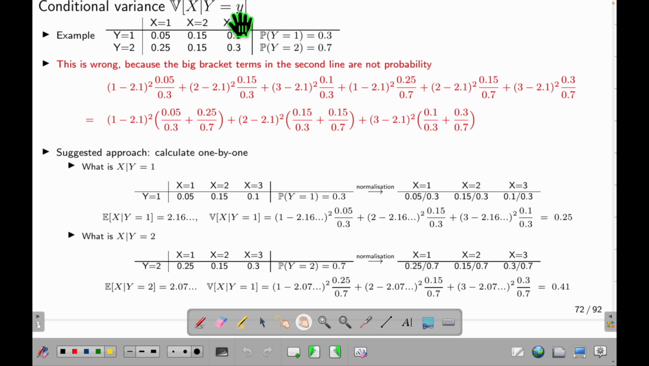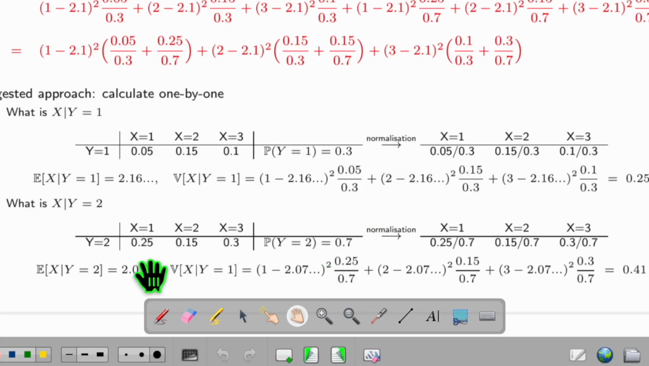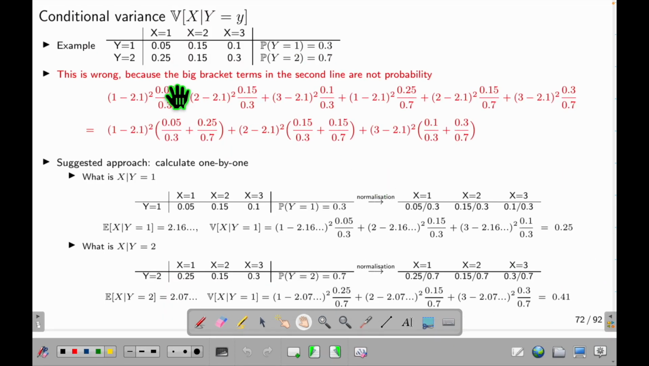Now, for the case y equal to 2, that means we want the second row. Then we have the second row. First, these three numbers are not probabilities, so we have to normalize by dividing by the marginal probability. It gives us these three numbers. Why is this the case? Because now these three numbers, when you add them up, sum to 1. That means they fulfill the axiom that the probability of the sample space is 1. Now you have this random variable, you can compute the expected value and also the variance. So this is the way you compute the conditional variance.